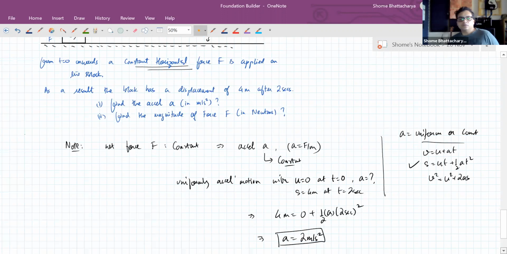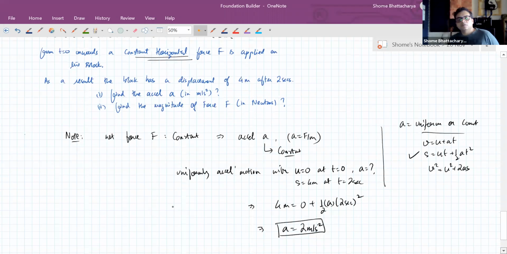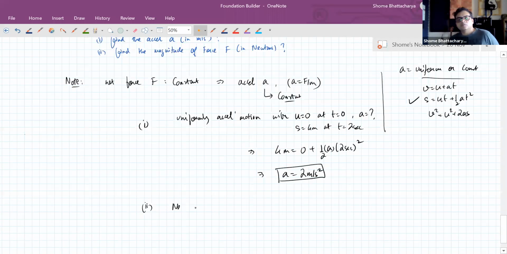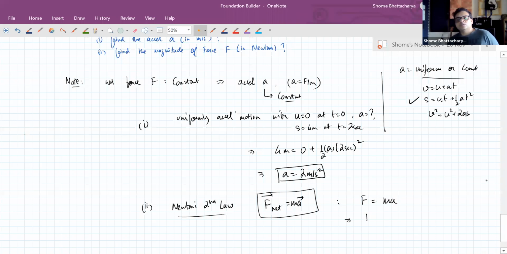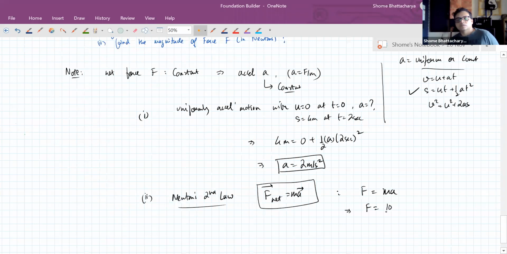Now we go back to Newton's second law. So this was the first part. On the second part, Newton's second law, on applying it by using this relation that net force is equal to mass into acceleration. Here that net force is that single force F. So F is equal to the mass which was given to us as 10 kgs multiplied with the acceleration which we just calculated, 2 meters per second square. So the force we are applying is of magnitude 20 newtons.